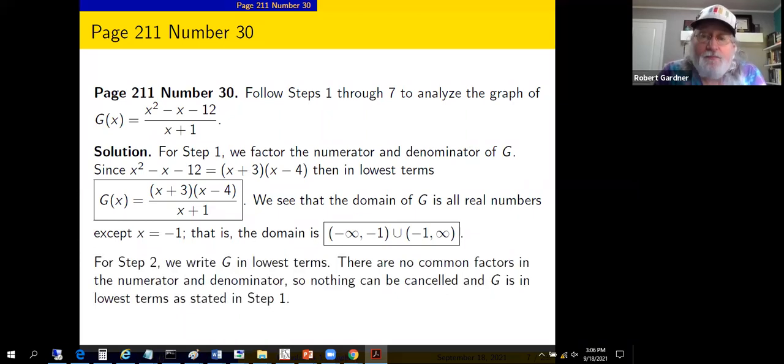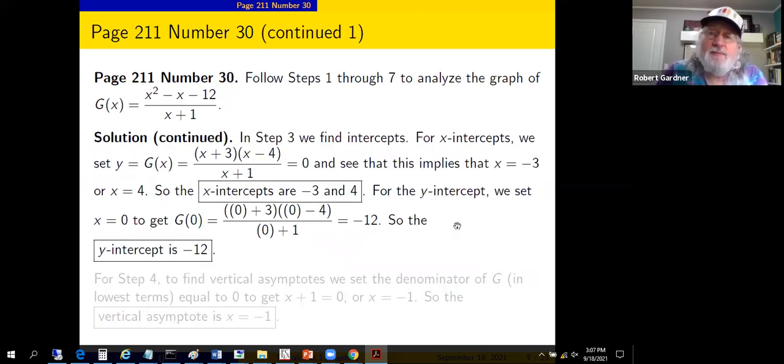Step 2, write the function in lowest terms. It's already in lowest terms. There was nothing to cancel, so that takes care of step 2. Step 3, intercepts. For the x-intercepts, set the function equal to 0. The only way this quotient can be 0 is if the numerator is 0 and the denominator isn't. That will imply x equals -3 and x equals +4. -3 and +4 will yield the x-intercepts.